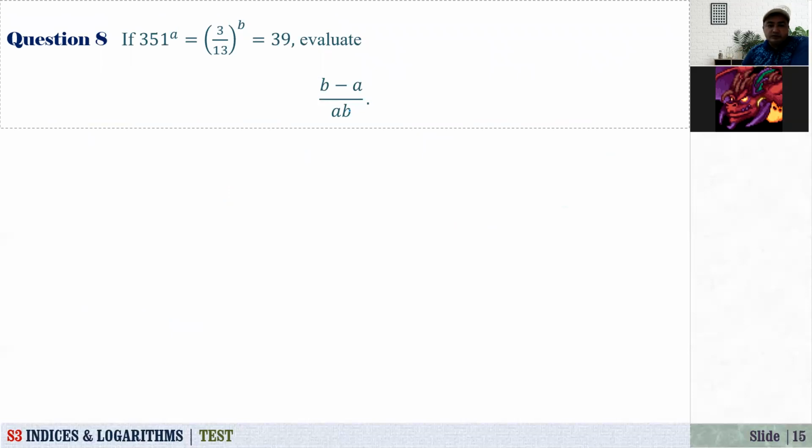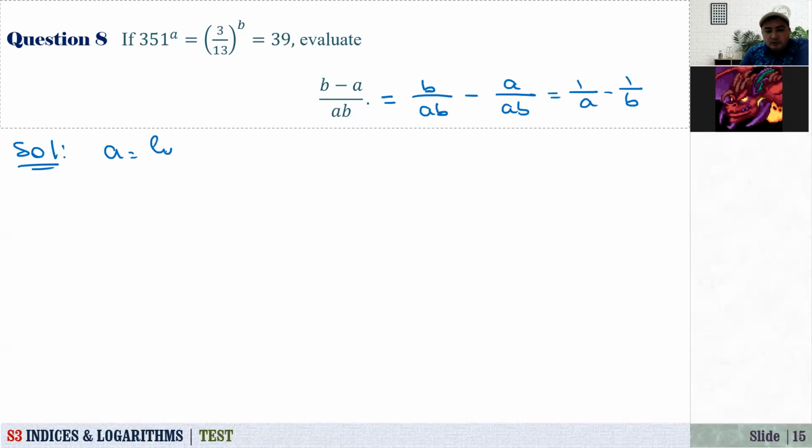Question 18, similar question. Again, first b minus a over ab. I can write it as b over ab minus a over ab. That's equal to 1 over a minus 1 over b. Okay, so now again, using the previous method, what is a? A is equal to log 39 to the base 351. The second one is, what is b? Here we have log 39 to the base 3 over 30.